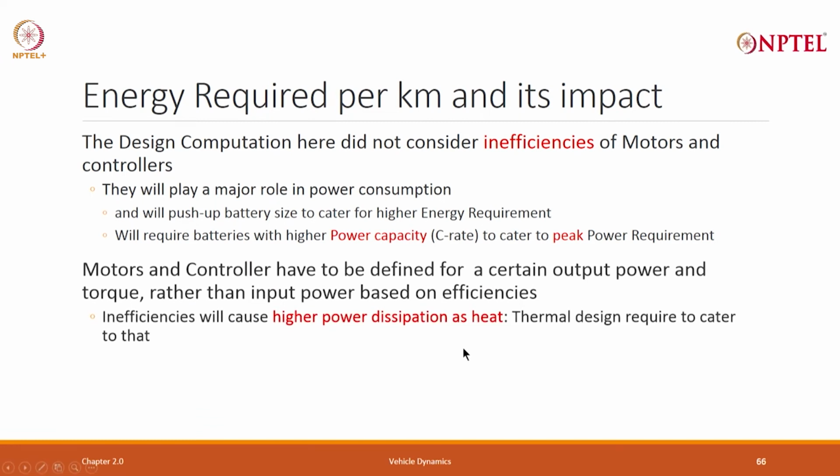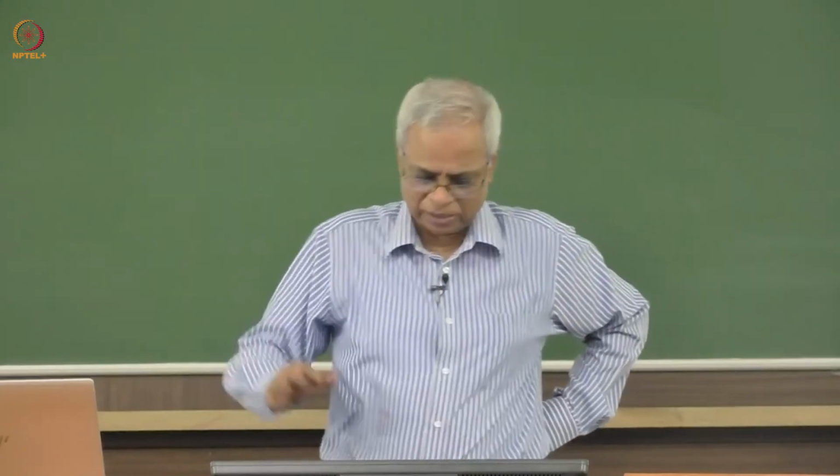Motor controllers have to be defined for a certain output power and torque rather than input power. The input power could be whatever, and we have the inefficiency. That means the output power is what I want. What we have all computed is output power.